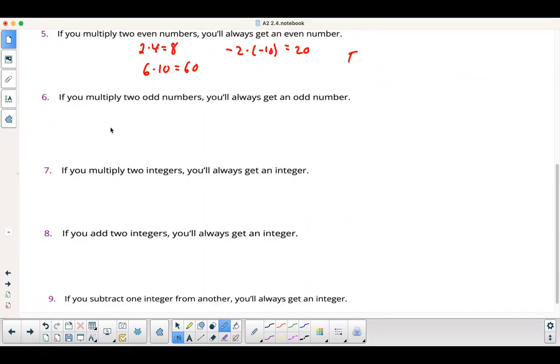If you multiply two odd numbers, you always get an odd number. So we're going to try a couple. 3 times 7 is 21. 9 times 9 is 81. 7 times 5 is 35. Looks like it's true. Can't find one that doesn't work.